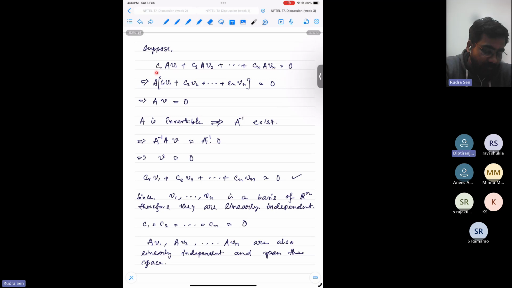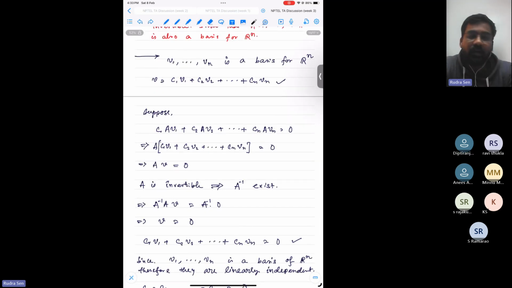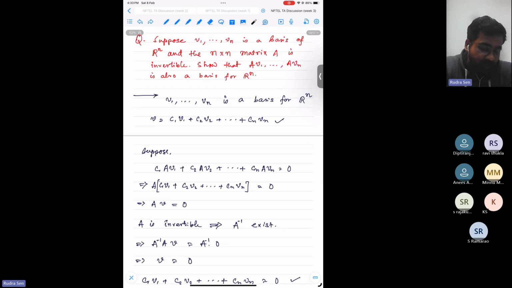Yes, sir. What does linear independence say? First of all, the statement in the question says that V1 to Vn is a basis of Rn. When they say this is a basis of Rn, that means any linear combination that leads to 0 is possible only when all the coefficients used for the linear combination are 0, right?